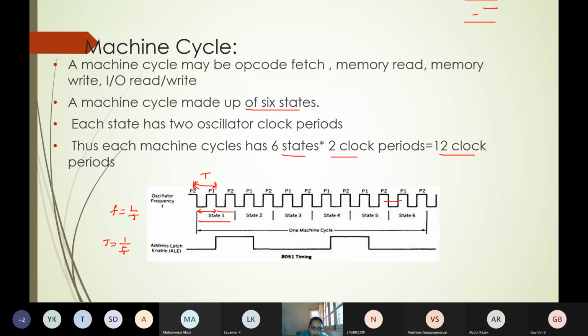For the 8051 or any controller you take, the frequency of operation will be known. Maybe 10 megahertz, maybe 12 megahertz, whatever the frequency of operation is, it is going to be specified. Once you know the frequency of operation, you can find the time period t. And once I know the time period, then one machine cycle.